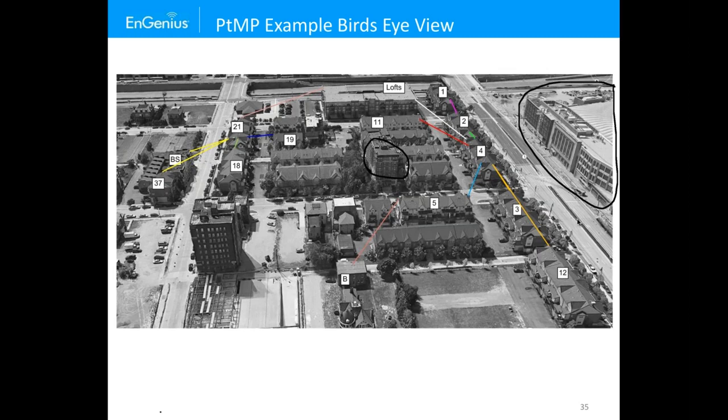So in this case, we actually used a hybrid type of solution of point-to-point, point-to-multipoint, as well as a different frequency across different links to try to get around the source of RF interference.